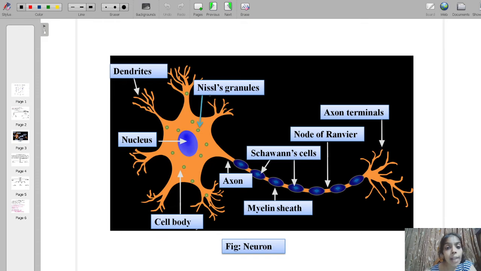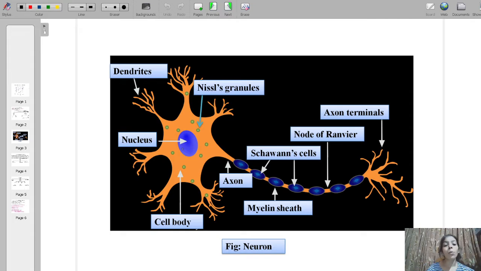Nissl granules are ribonucleoproteins, which basically helps in transmission of nerve impulse from the cyton towards the axon. From the cyton towards the axon. So this is done by Nissl granules. Nissl granules will facilitate this function.